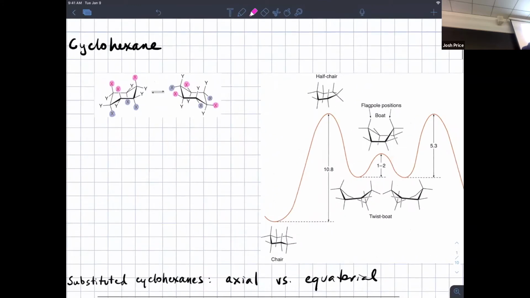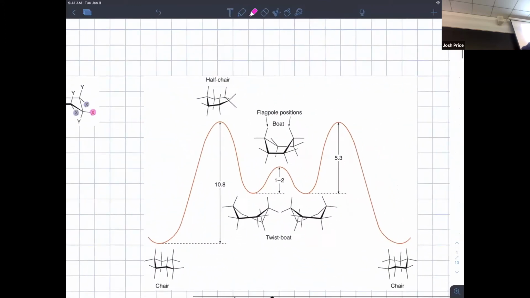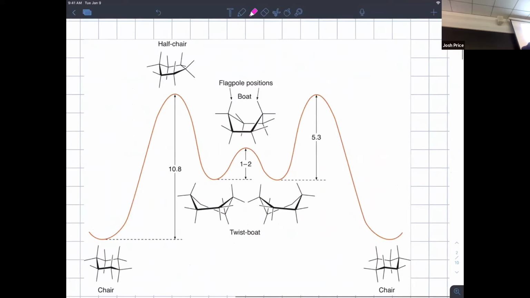Here you're given the full picture of going from one chair to the other. And the barrier is actually quite high from a chair conformation through a transition state, which is called the half chair.